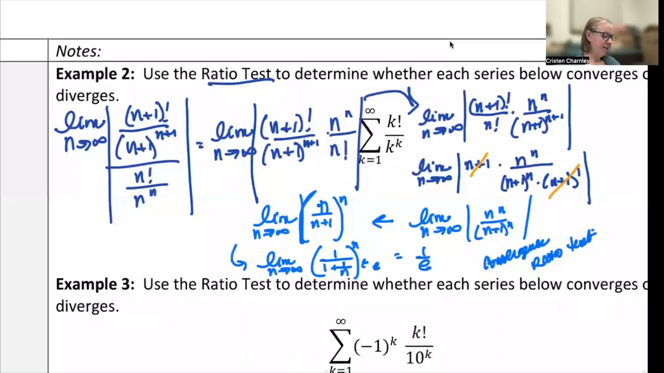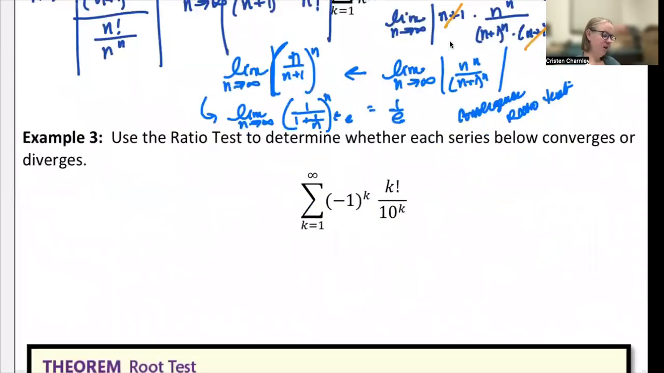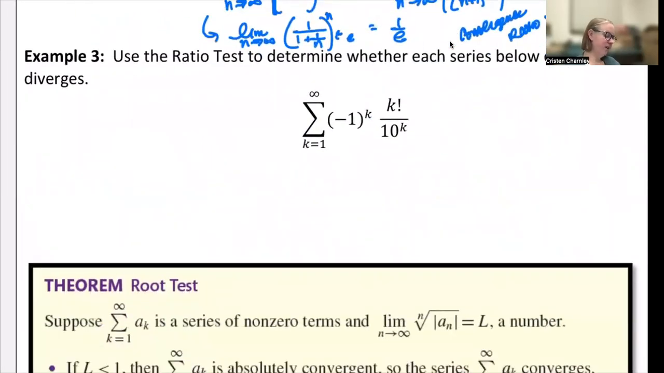Example 3, use the ratio test to determine whether each series below converges or diverges.